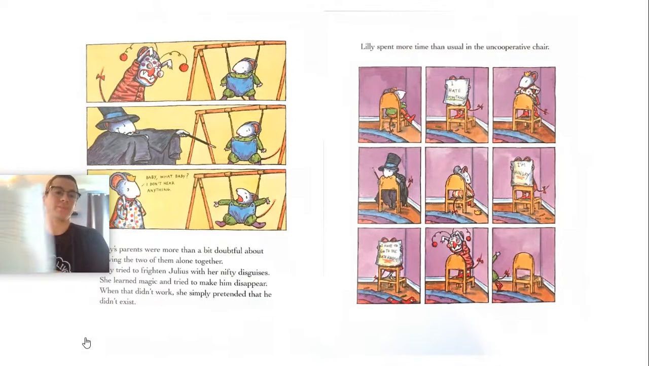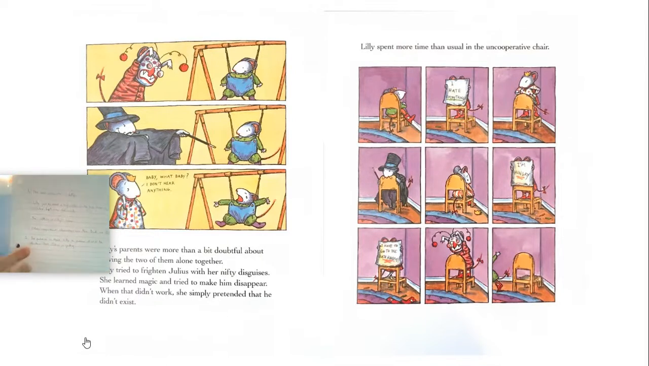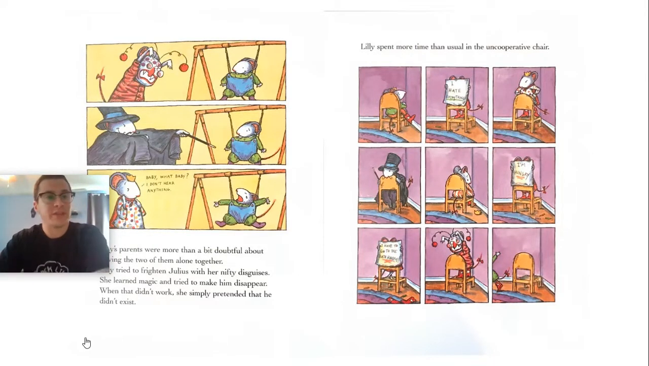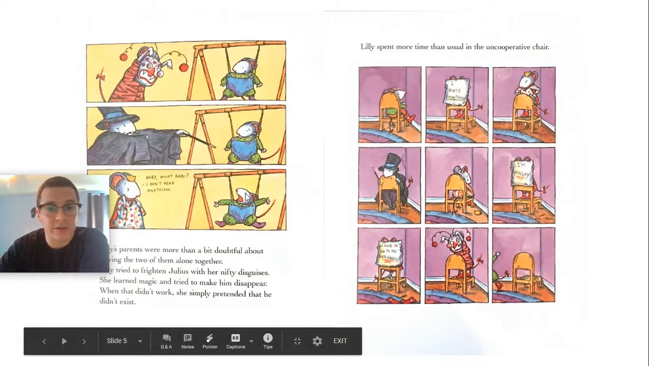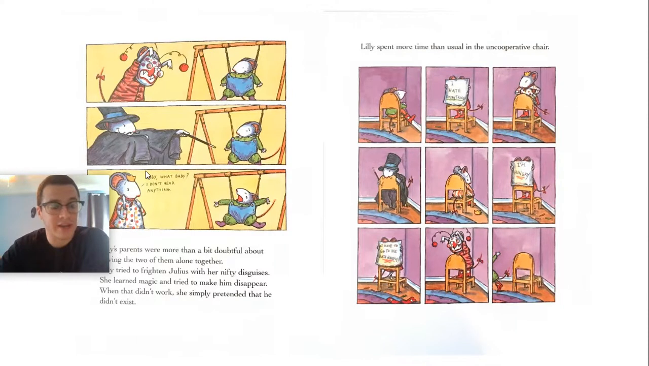So remember, on my sheet of paper, I put number 5 here, and then I wrote the answer to that question. The problem of the story is that Lily is jealous of all of the attention Julius is getting. And remember, being jealous means that you want something that someone else has. So Julius has what it seems like all of her parents' attention. And Lily, who has never had to share her parents' attention before because she was the only kid for a while, is very jealous that Julius is getting lots and lots of attention. So that's the problem in the story. So let's keep reading.